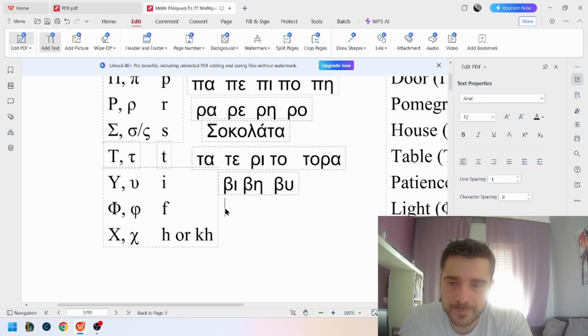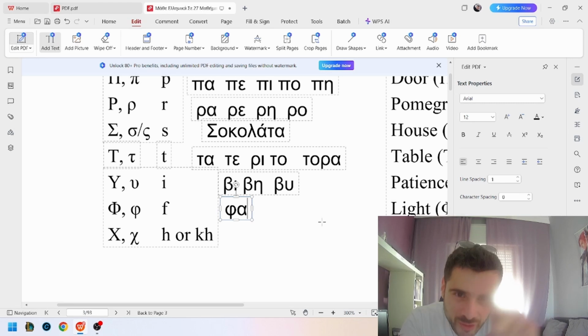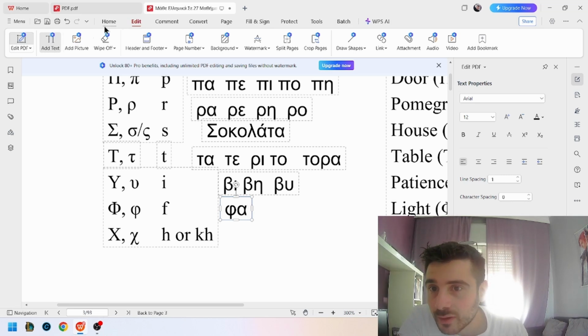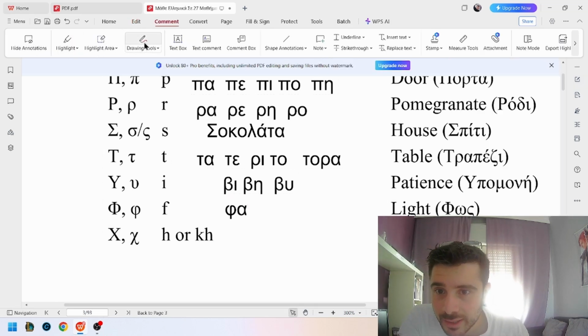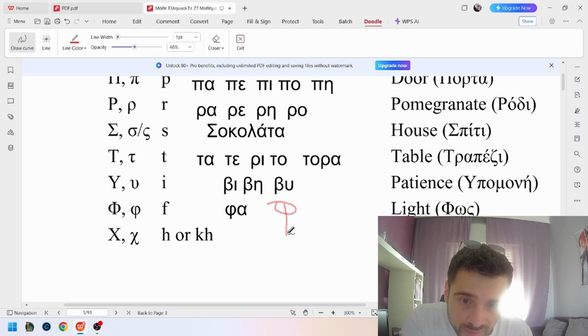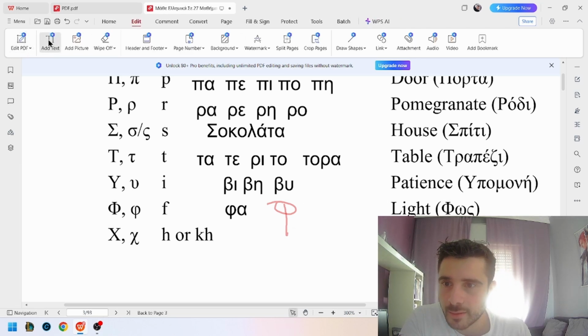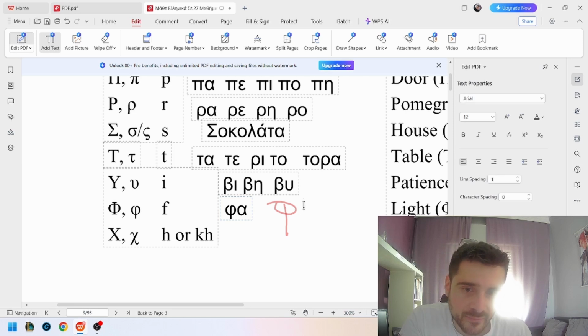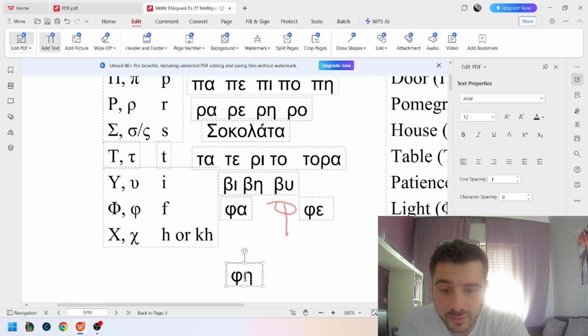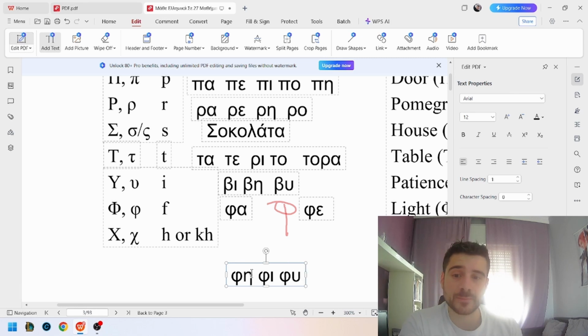Now we move to this letter. It's called Phi. It gives us a sound like the English letter F. Most of the time you just draw a line, you make a circle and you draw a line in the middle. Let me write this. So it's like this. Here we have Fa, Fe, Fi, Fo, and again Fi.